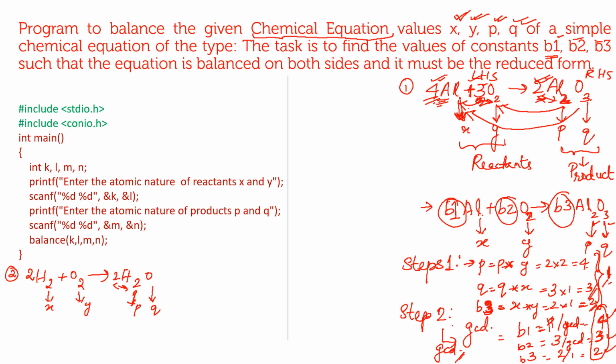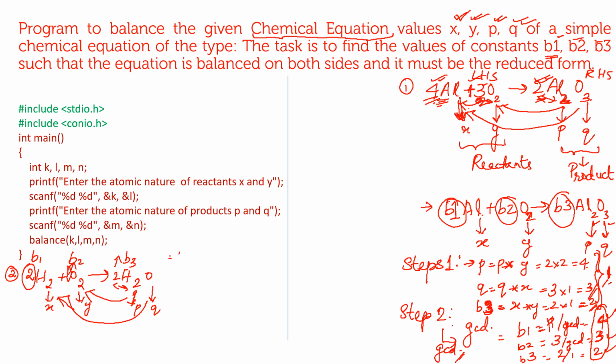So till this you are clear, I hope so. Now what is your aim? You have to find out B1, B2 and B3. So you have to get the answer as 2, 1, 2. For that, what is your step 1? Multiply P and Y. Step 2, multiply Q and X.